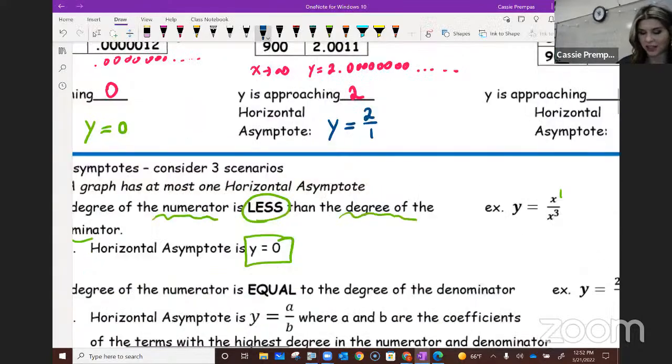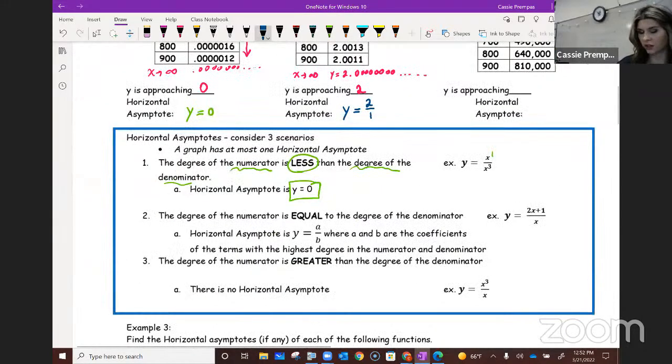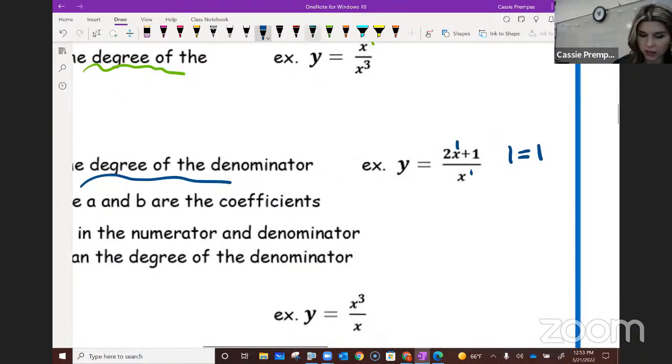And again, it's explained in this box right here. When the degree of the numerator is equal to the degree of the denominator, like this here, 1 equals 1, then mathematically, you would say the horizontal asymptote is y equals a over b, where a and b are the coefficients, the numbers in front, of the terms with the highest degree in the numerator and denominator. If you know your math terms, you could just say it's the ratio of the leading coefficients. So in this particular case, it would be 2 over 1, y equals 2.